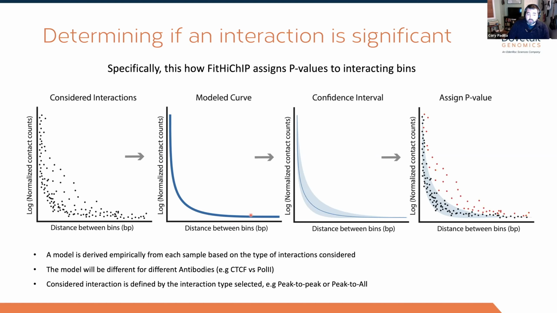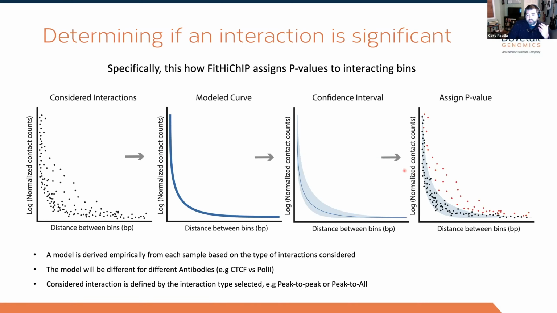And then, taking our empirical data and our model, we can put some confidence intervals on that model. So now what this means is that at any given distance, you have a confidence interval of what the contact frequency should look like. Then you want to ask the question of my raw data: what interacting bins fall within my confidence interval and what bins fall outside of it? The ones that fall outside of the confidence interval, those are significant. Those that fall within are not.